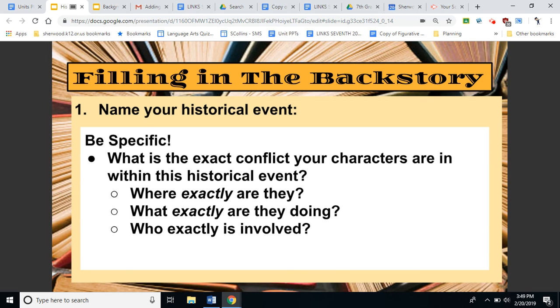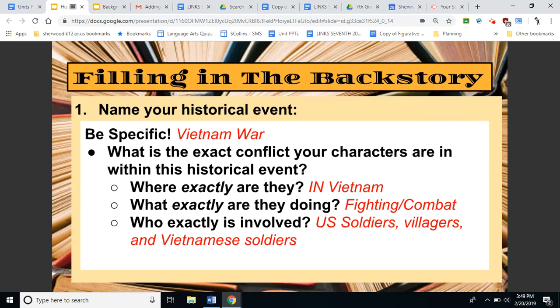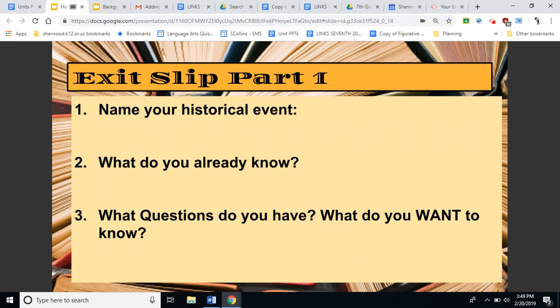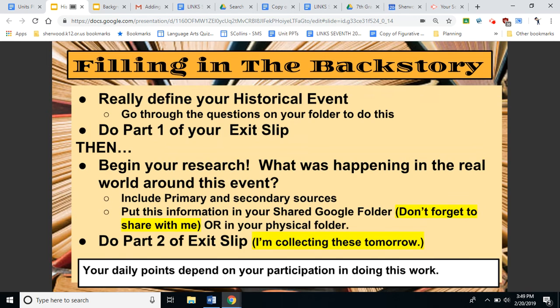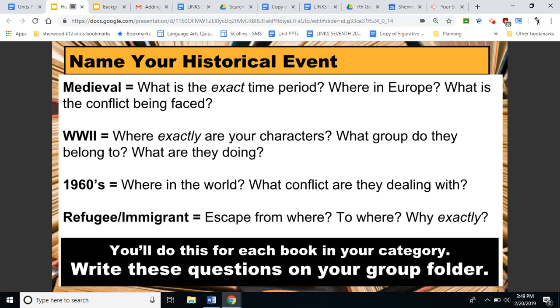Okay, so you want to be specific. What exactly is the conflict your characters are in? Where exactly are they? What exactly are they doing? Who exactly is involved? So there are my answers to that. But if you're doing World War II, it was a world war. So where exactly were your characters? What group did they belong to? Were they Nazis? Were they Jews? Were they Polish? Were they in a whole different place, not in Europe at all?